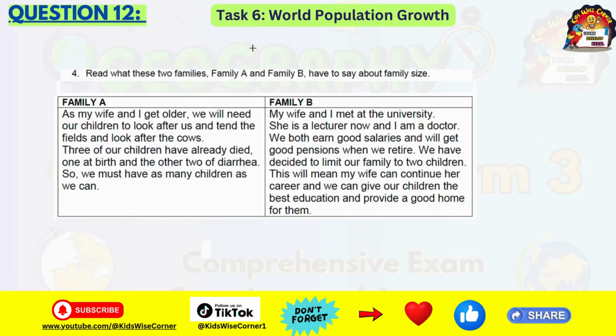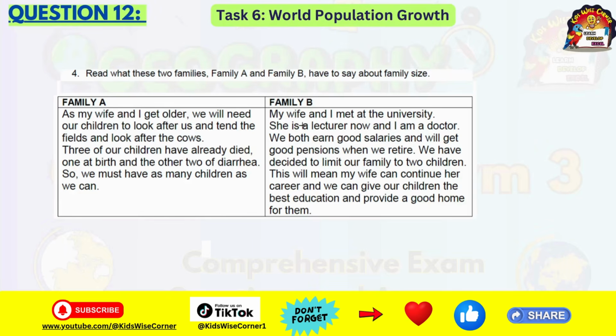Task 6 on world population growth. Read what these two families, family A and family B, have to say about family size. Family A says, as my wife and I get older, we will need our children to look after us and tend the fields and look after the cows. 3 of our children have already died, 1 at birth and the other 2 of diarrhea. So we must have as many children as we can.